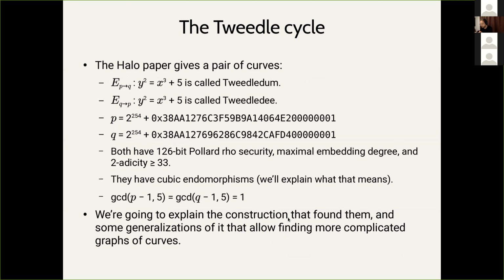So this is the cycle that's in the Halo paper. It actually takes a few hours to generate, but that's just because we searched for curves with other nice properties besides forming a cycle. So you'll see here that both of these primes, the zeros here mean that it has high periodicity. That's useful for some proving systems. They both have 126-bit security.